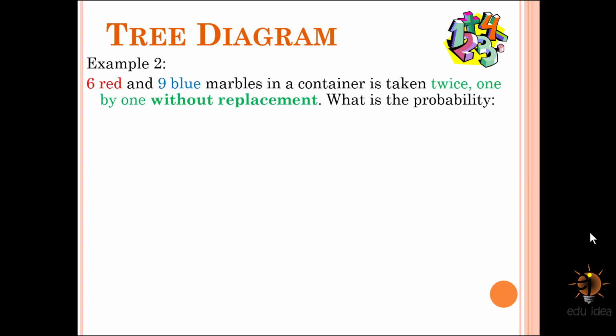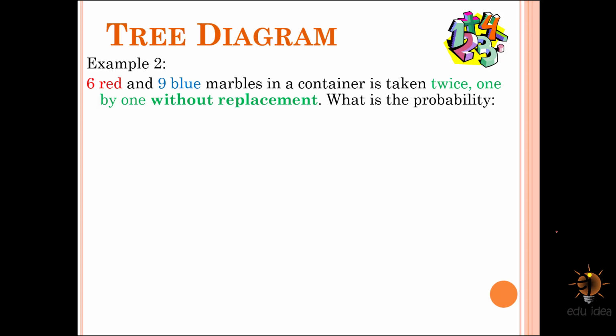Okay, second example: 6 red and 9 blue marbles in a container are taken twice, one by one without replacement. So you have 6 red and 9 blue marbles in a container, and you take two marbles one by one without replacement. So after you get one marble, you don't put it back; you take another one from the container.